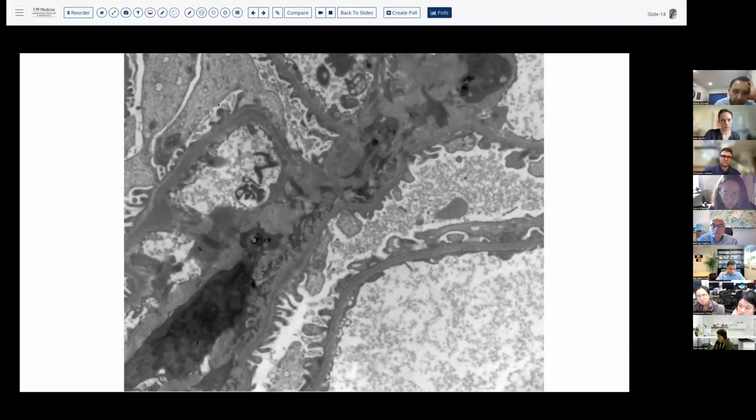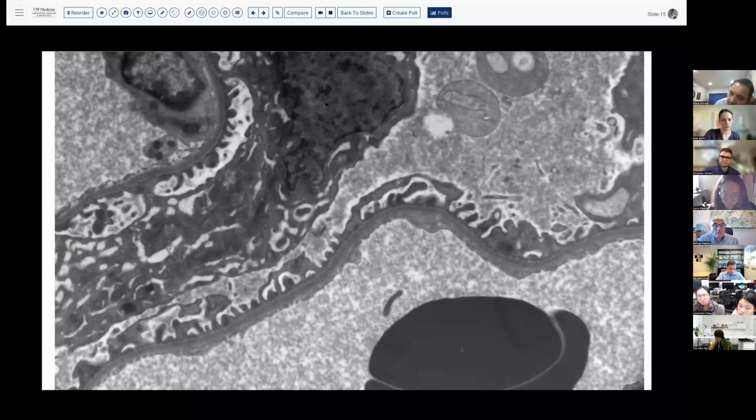So let's look at another view. Again, a very normal looking basement membrane. You can see some red blood cells in the capillary lumen, well-preserved podocyte foot processes.